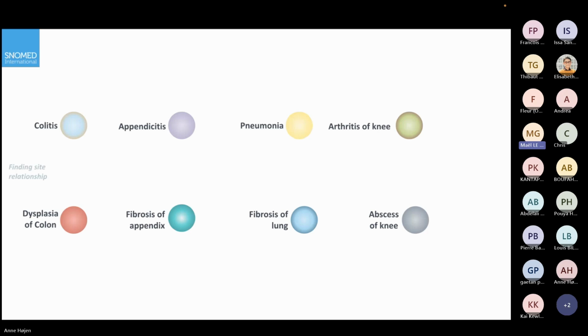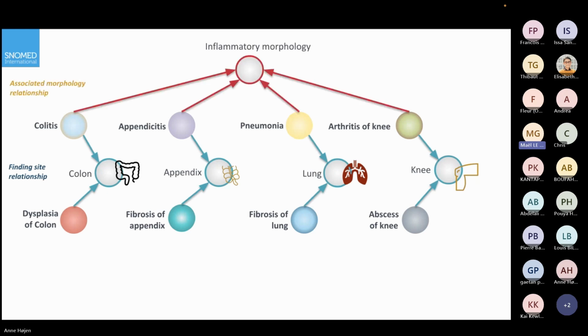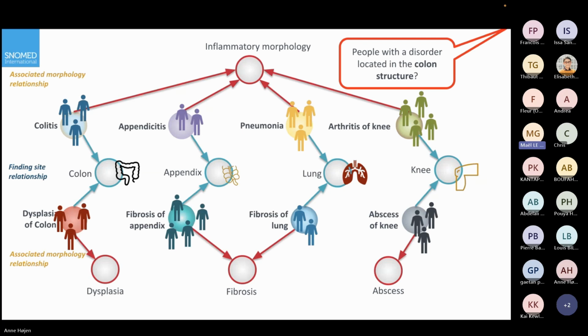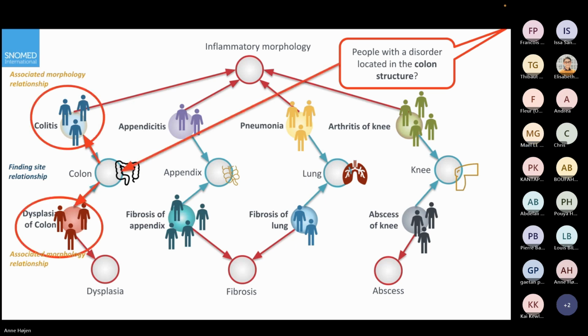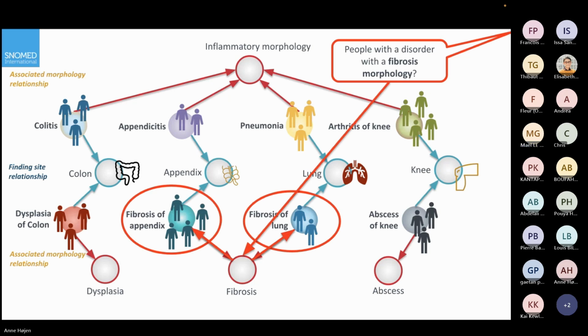Now let's look at the defining properties that you already know a lot about. So the finding sites: here we have a set of concepts that have specific finding sites. They also have associated morphologies, some of them inflammatory morphologies, others dysplasia, fibrosis, abscess. So these defining properties can also be used. If we want to identify people with a disorder located in the colon structure, then we can use the finding site attribute. If we want to identify people with a fibrosis morphology, we can also do that by looking at the morphologic abnormality for these disorders.